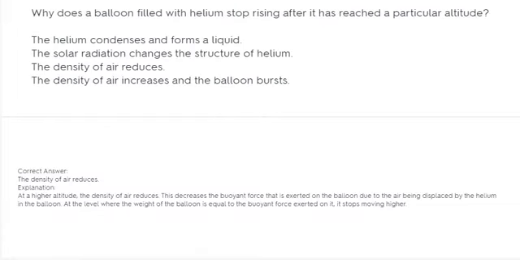Why does a balloon filled with helium stop rising after it has reached a particular altitude? The helium condenses and forms a liquid. The solar radiation changes the structure of helium. The density of air reduces. The density of air increases and the balloon bursts.